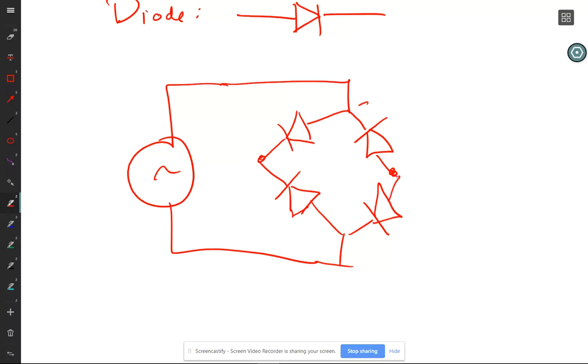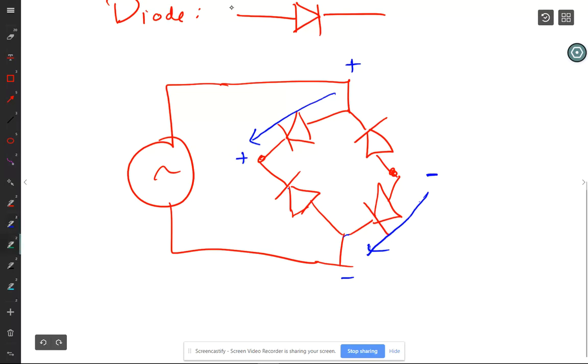All right. The way this works is, imagine if this side is positive and this side is negative. How can current flow? It'll have to go this way. Current can only flow in the direction of the arrow of the diode. And then through these lower ones, it can only go that way. And so this side here will be positive, this side here will be negative, and these two don't allow anything through.